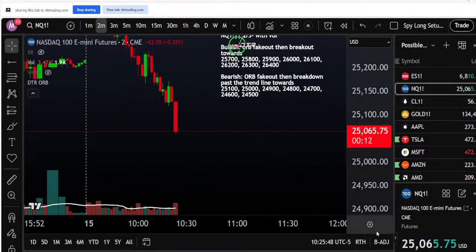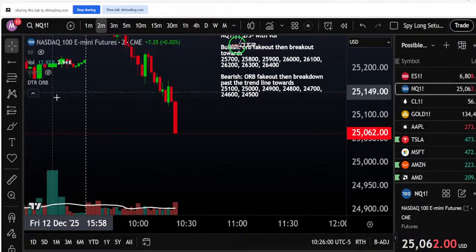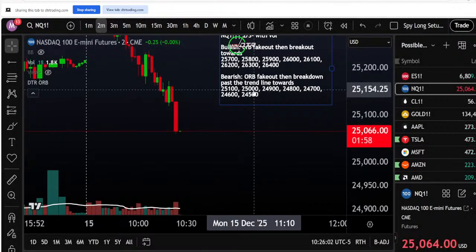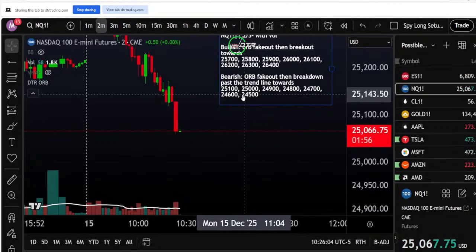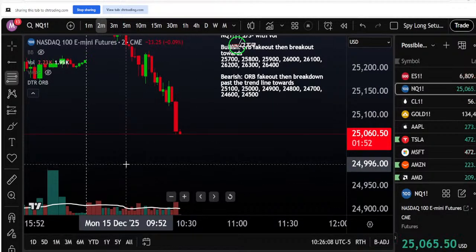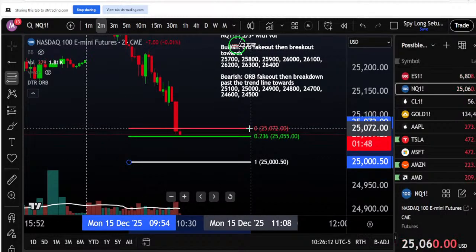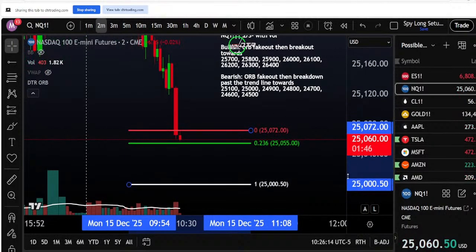Okay, and what would our target be on this trade, guys? Anyone know? Yeah, 25K, right? Our next target here, written down in our pre-market prep. Want to see a little fake out over that 72.